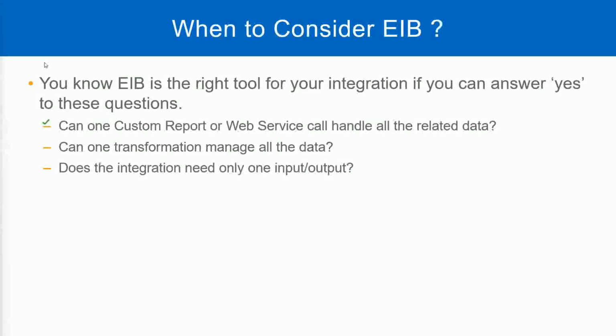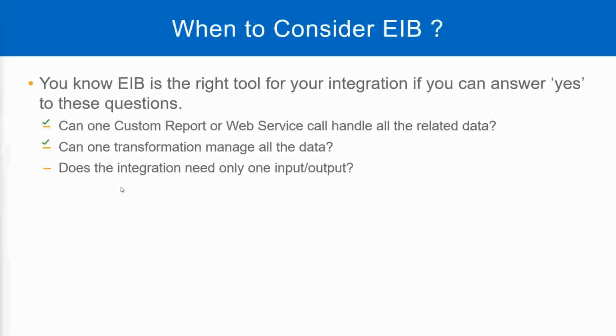Then, can one transformation manage all the data? Can you design a way that in one transformation step all the data is handled? You are able to transform everything in one single step. If that is possible, yes, you can use an EIB.